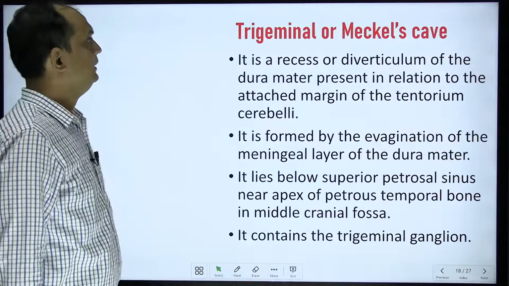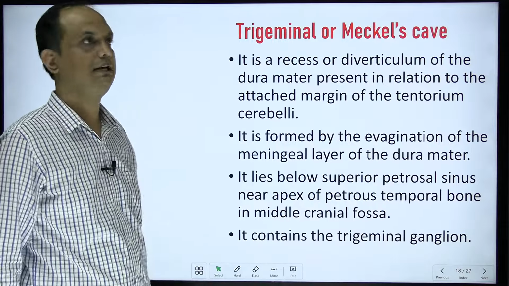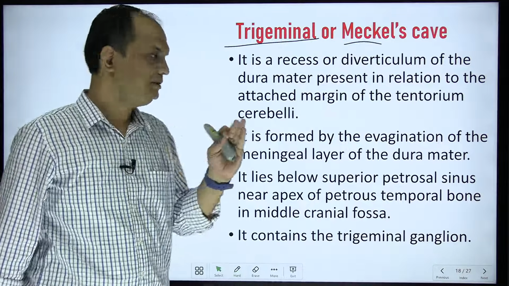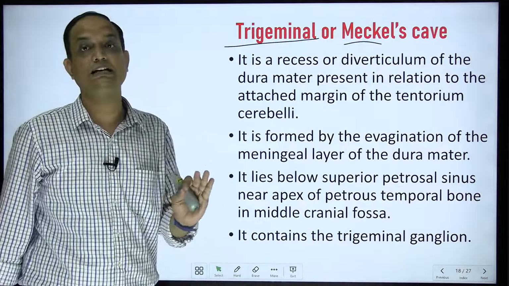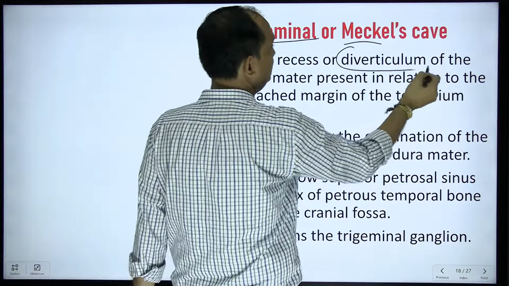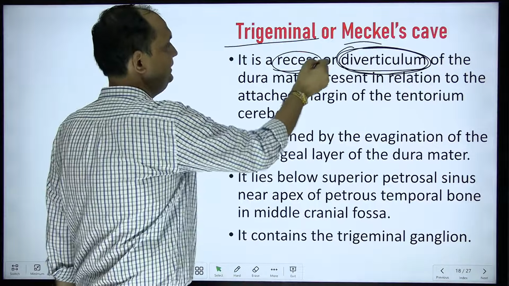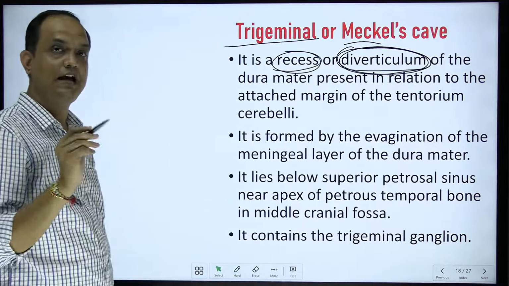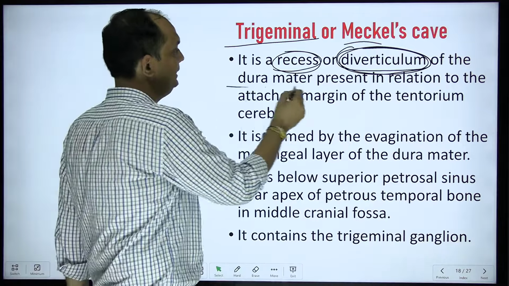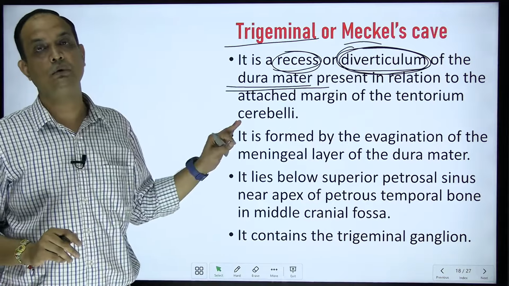Clear? Now, you have one more important term related to the tentorium cerebelli, that is known as trigeminal cave or Meckel's cave. Ab iske bare mein 4-5 point hain jo main aapko bataunga ki trigeminal cave kya hoti hai. Trigeminal cave ek diverticulum hai. Ye kya hota hai bachcho? Diverticulum aur ek recess bhi isko bolte hain. Aur ye jo diverticulum ya recess hai, ye kisse banta hai? It is formed by the dura mater present in relation to the attachment of tentorium cerebelli.